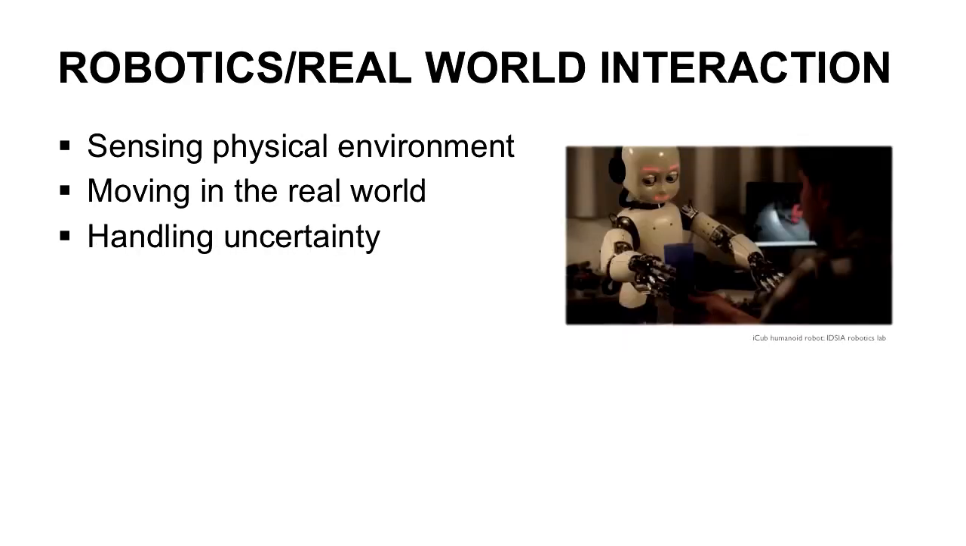We'll wrap up with a review of the other way around, how computers or robots perceive the world and how they move around in it. So we'll look at sensing the physical environment, moving around. How do you deal with obstacles and things of that nature? And then handling the inherent uncertainty. And this is a key one.